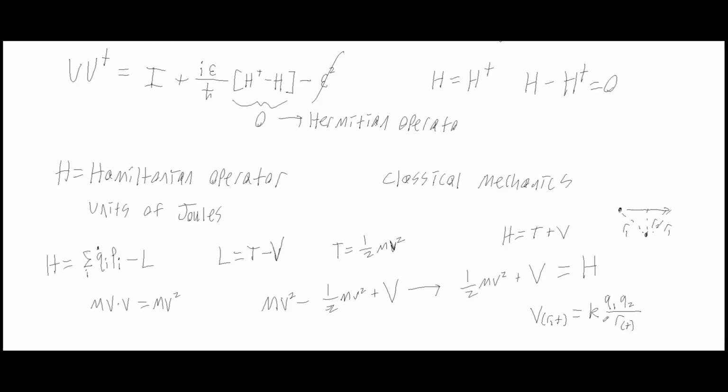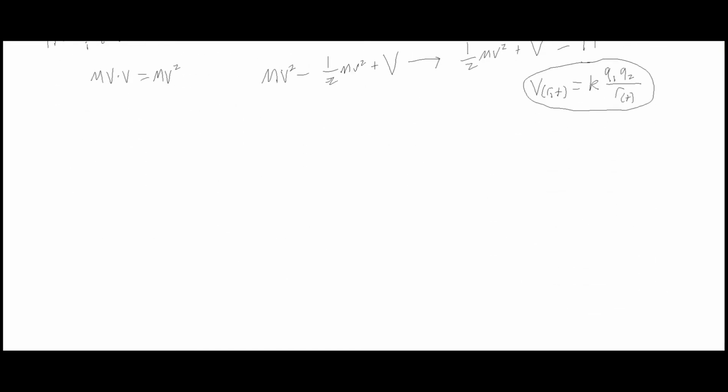And so this is often the potential that gets used. It's not necessarily the potential that gets used. There are a lot of different potentials, but if you're talking about an electron orbiting a proton, then this is what you would use, because this would be your electron and your proton and the distance between them. But anyway, this isn't a video on classical mechanics.